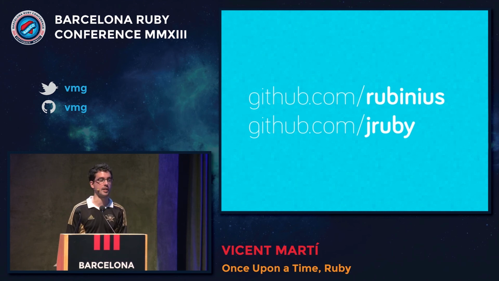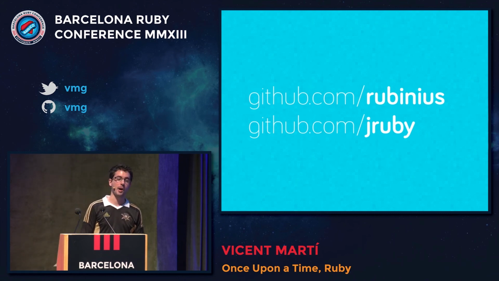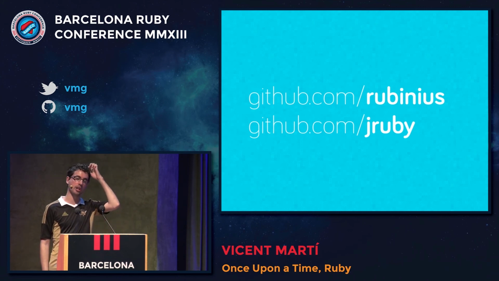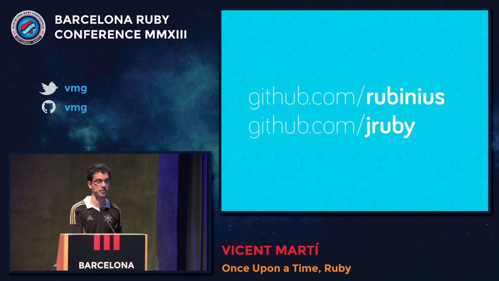So yes, I know that as a fairy tale, this is a very shitty fairy tale. This is a terrible fairy tale. But I really care about this. I really mean it. I really care about Rubinius. I really care about JRuby. And I guess that you're here now. It's pretty warm outside, and you're here listening to me talk shit about Ruby. So I guess you actually care about Ruby.